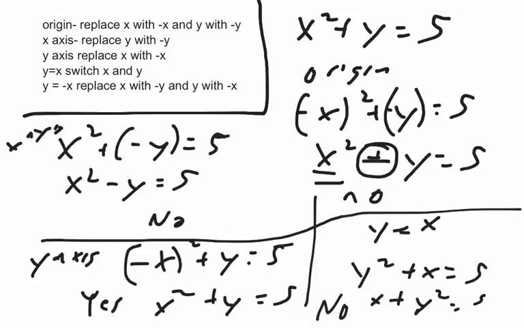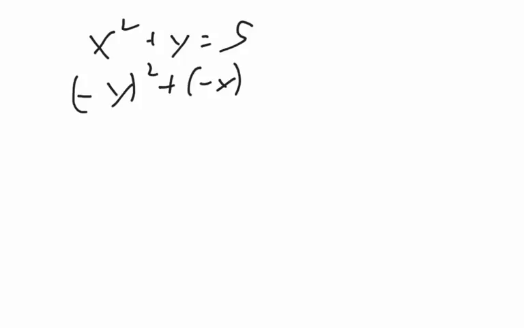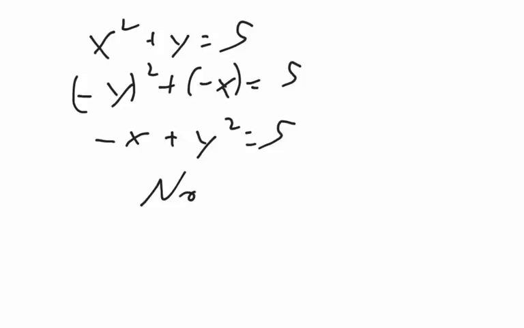And so we got one more here to try, which is y equals negative x. So x squared plus y equals 5 was the original, so we got negative y squared plus negative x equals 5. So we got negative x, two y's become y squared equals 5, and the answer was no.